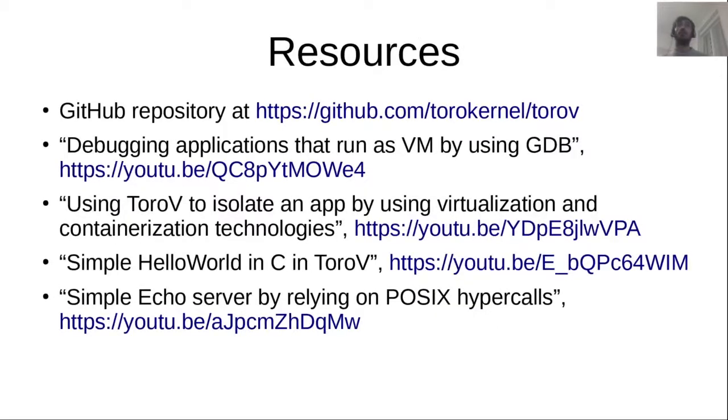If you want to see more interesting examples, here you have a couple of them. I think one of the most interesting examples I have is the Echo server, in which you can see the use of the socket syscalls from the guest application. Also, in that example, I show how I use GDB to debug the application. And the reason why I can do that is because ToroV includes a GDB stub. So any application that you run on ToroV, you could debug it by using a GDB client.